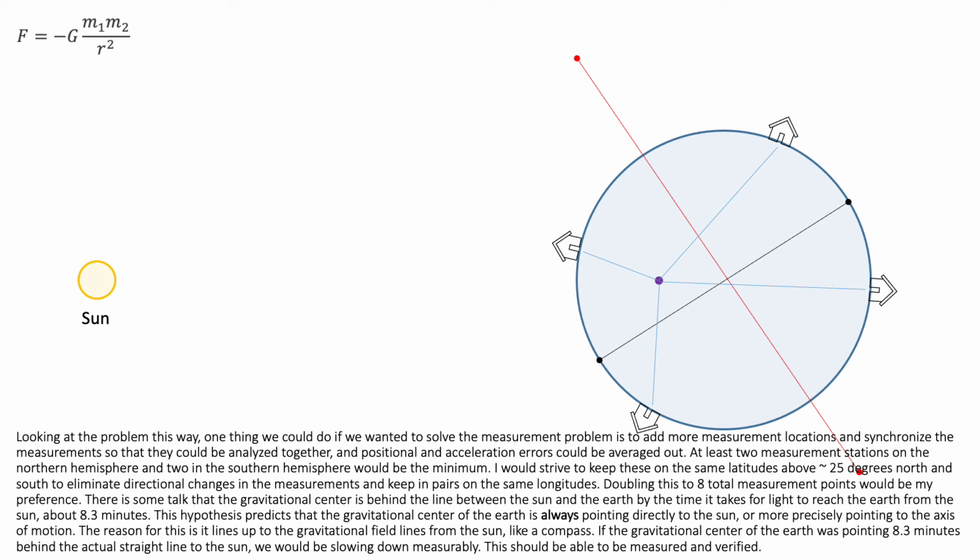If the gravitational center of the Earth was pointing 8.3 minutes behind the actual straight line to the Sun, we would be slowing down measurably. This should be able to be measured and verified.